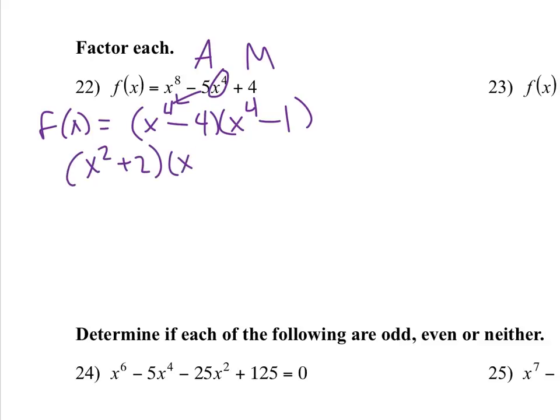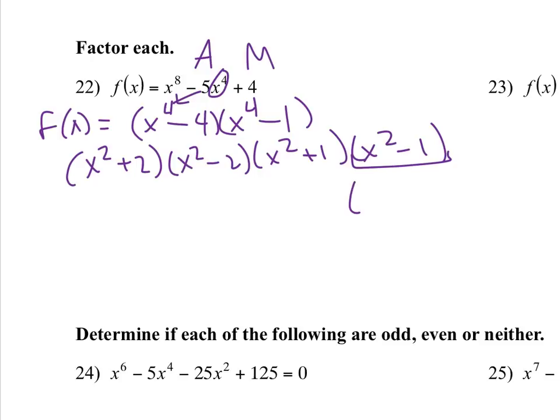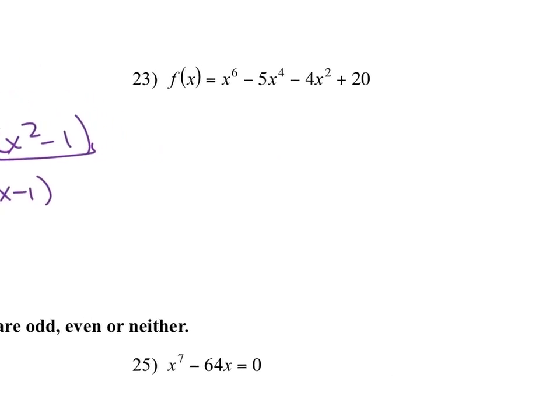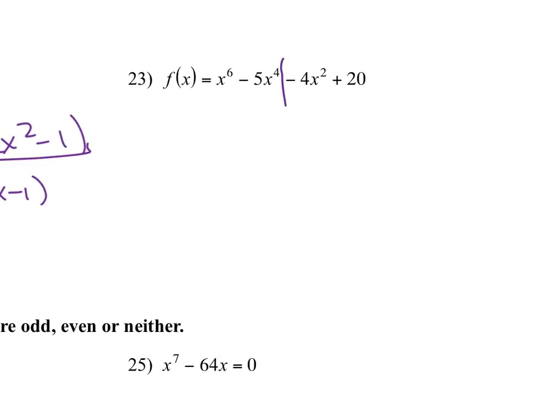X squared plus 2, x squared minus 2, and x squared plus 1, x squared minus 1. Well, this is the only one that can be factored again. And it is difference of squares again, x plus 1, x minus 1. And all the pieces that you didn't factor need to stay. They should be all in one line, unless it's obvious just because you ran out of space, but try to make it all in one line. So that's that factored completely. This one factored completely.